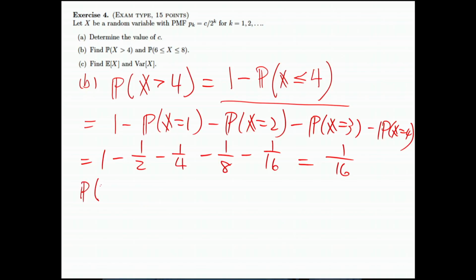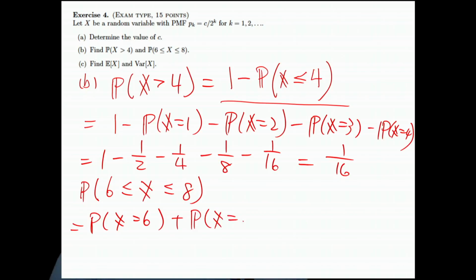And the probability of X between 6 and 8 will be the probability of X equals 6, since it's discrete. So we can add those 3 probabilities, X equals 7 and X equals 8. Then you can find the final answer is 7 divided by 256.